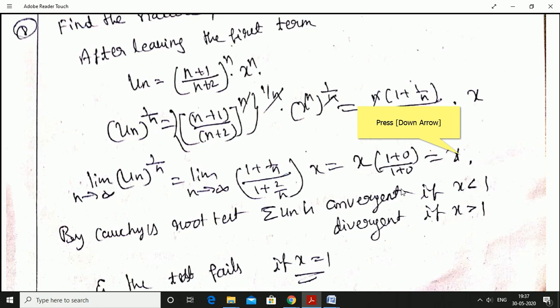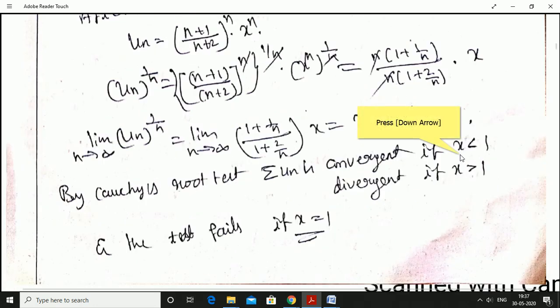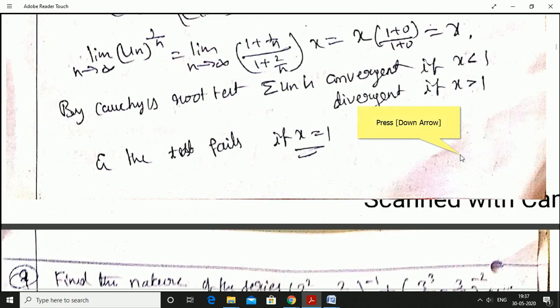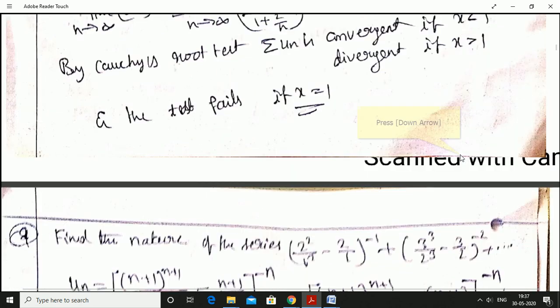Hence by Cauchy's root test, sigma un is convergent if x is less than 1, divergent if x is greater than 1, and the test fails if x is equal to 1. It depends on the value of x.